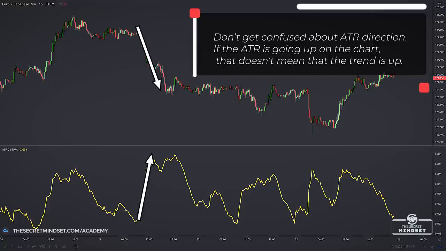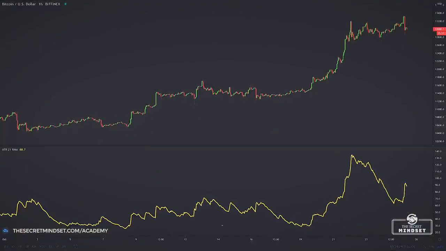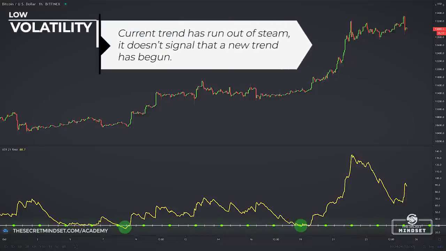A viable strategy would be to search for low volatility levels in order to find a trade in the direction of the main trend. The first thing we need to do is to identify where the low volatility actually is. Keep in mind that the low volatility itself is not enough for a new trend. This translates into the fact that the current trend has run out of steam. It doesn't tell us that a new trend has begun.